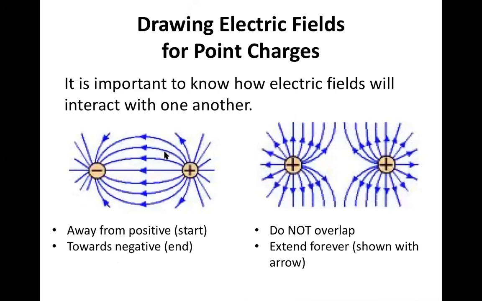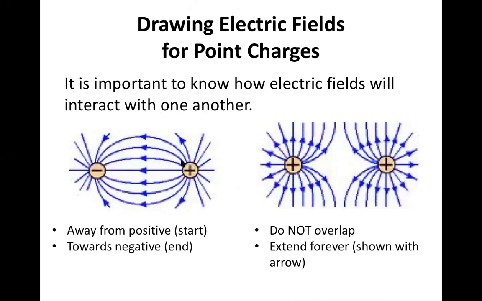Okay, so for drawing electric field diagrams for point charges, it's important to know how these lines will interact with one another. So we always start from the positive and end at the negative. They do not overlap. They extend forever. And the density of the lines shows the strength of the force.